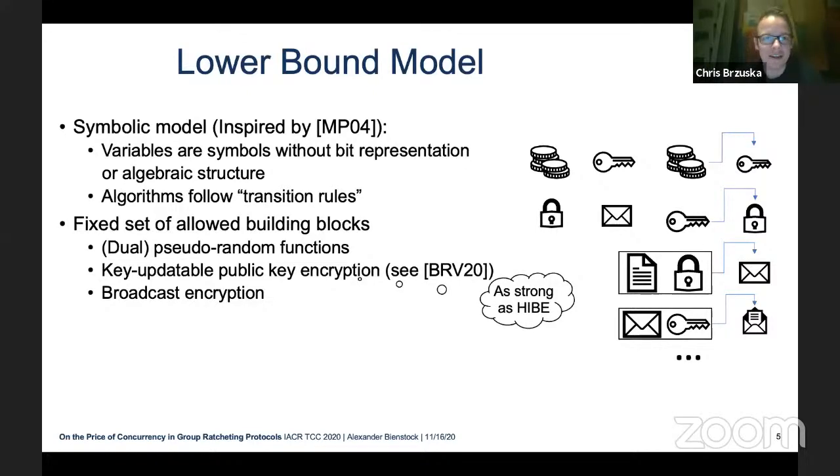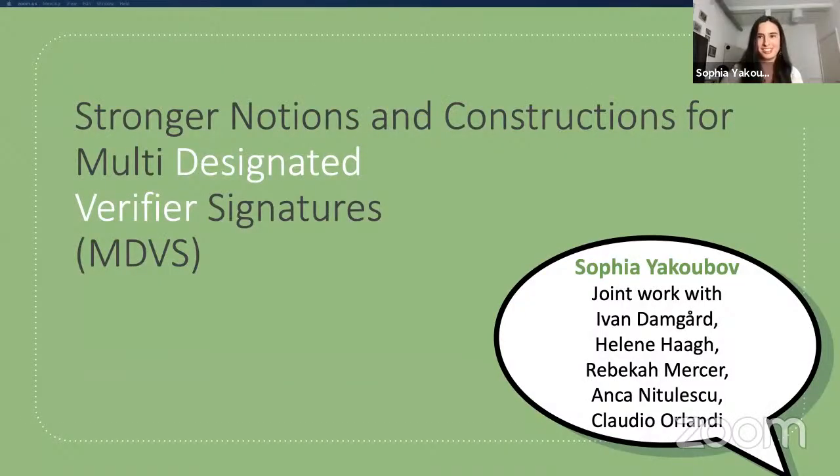All right. So then I'd say let's move to the next speaker. Sophia, can you put up your slides? Yep. Did that work? Not yet. How about now? Very good.